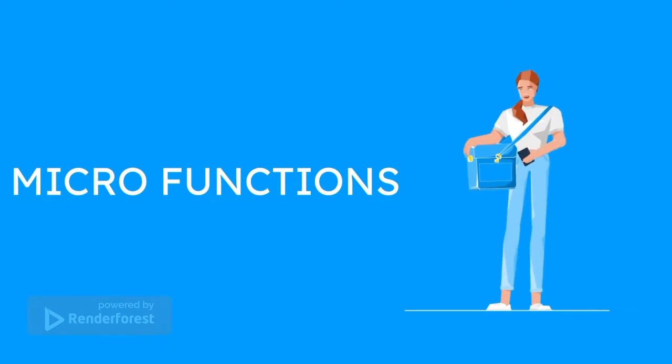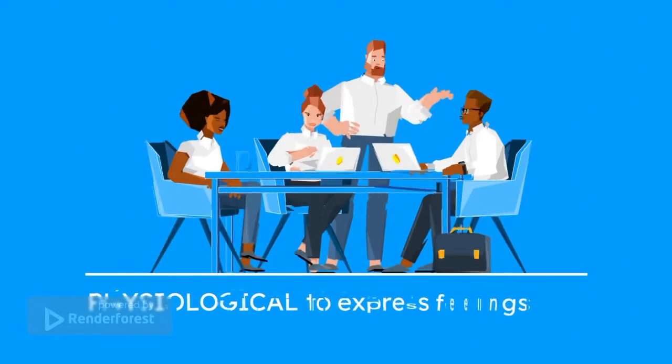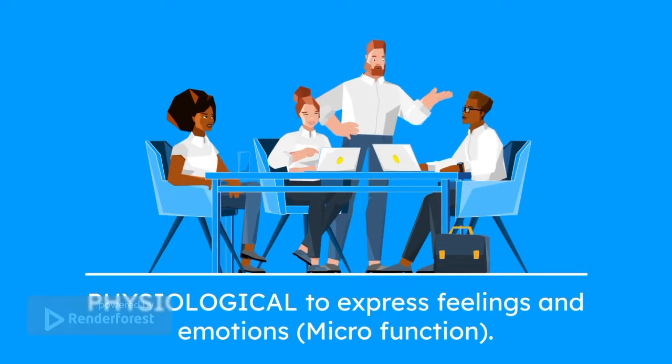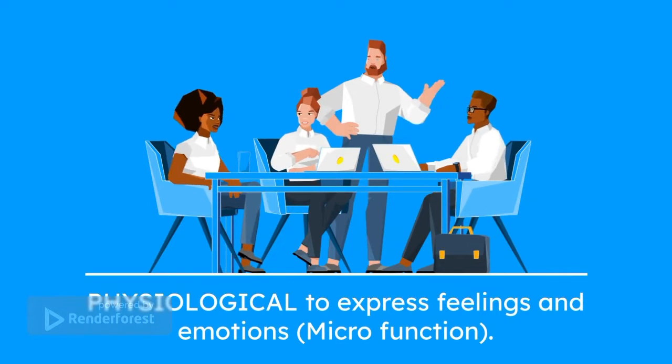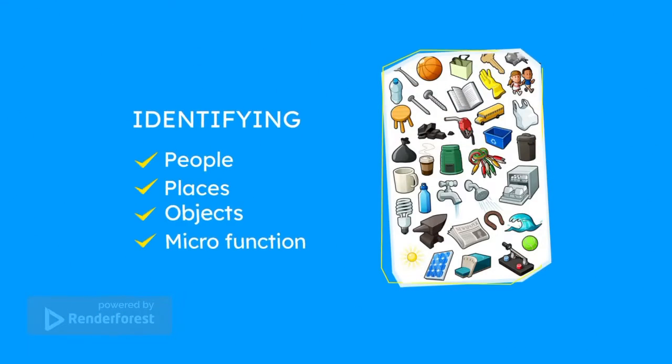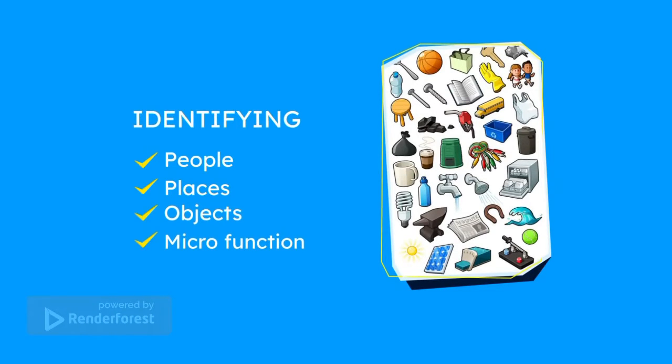Microfunctions. The physiological function is used to express feelings and emotions. For example, in the case of an argument. The communicative function is used for the purpose of communication. For example, you can send an email and express emotions or a request. The identifying function is used to identify people, places, and objects. For example, in the sentence, Peter went to school, we can easily identify the person, Peter, and the place, school.